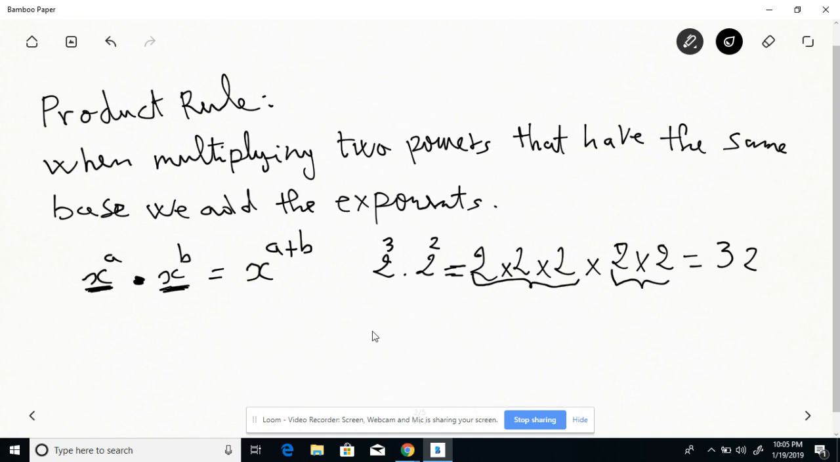So here I'm going to use the formula. What does the formula say? It says when multiplying two powers that have the same base, and we have the same base with these two, we add the exponents here, 2 to 3 plus 2, which is going to be 2 to 5, which is 2 five times, the result is 32.